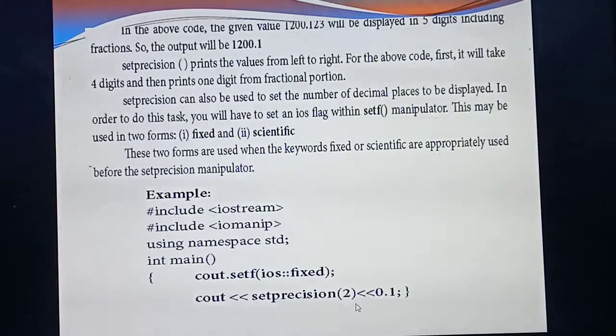0.10. After the decimal point you need to display 2 digits, but the input you are giving has only 1 digit. So if the number of digits is not satisfied, it will add zeros. So here setprecision of 2 means 2 digits need to be displayed, but after the decimal point only 1 digit is there. So it will add zeros and display the output as 0.10. That is in fixed form, or fixed notation. Understood?